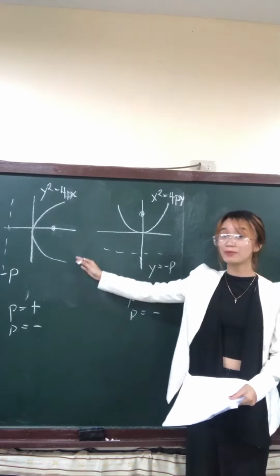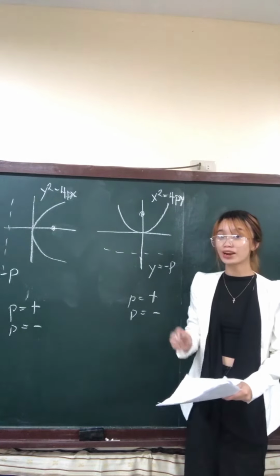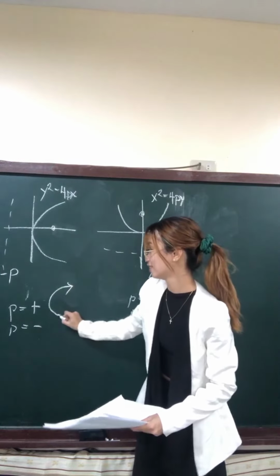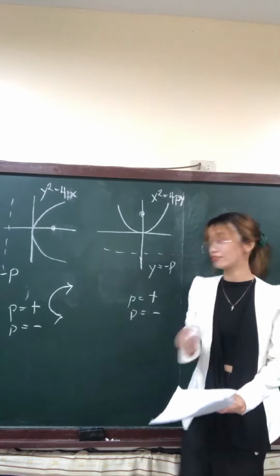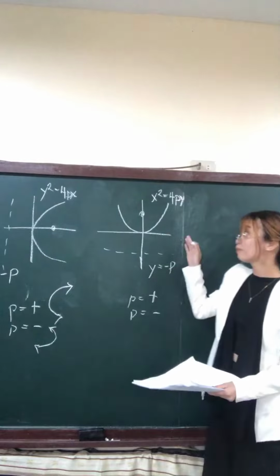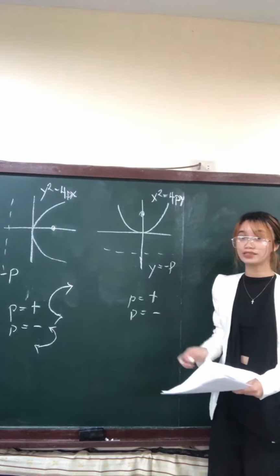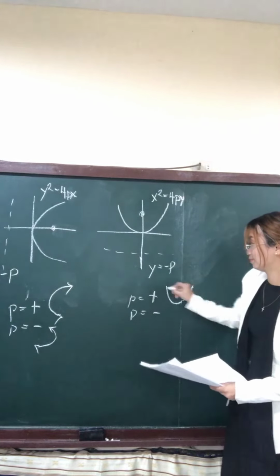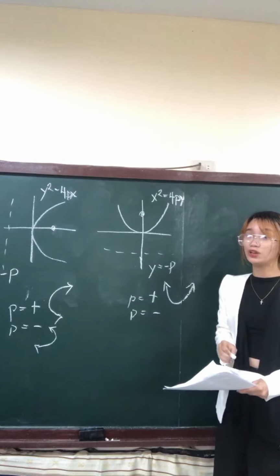For this parabola on the left, always remember that when p is positive, our parabola will always open to the right. And when p is negative, our parabola will always open to the left. On this right parabola, or our vertical parabola, when p is positive, our parabola will open upward. And when p is negative, our parabola will always go down.